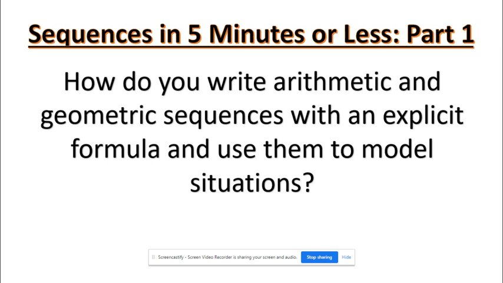Today we're going to cover sequences in 5 minutes or less, part 1. There will be multiple videos in this series. Our question for today is, how do you write arithmetic and geometric sequences with an explicit formula and use them to model situations?